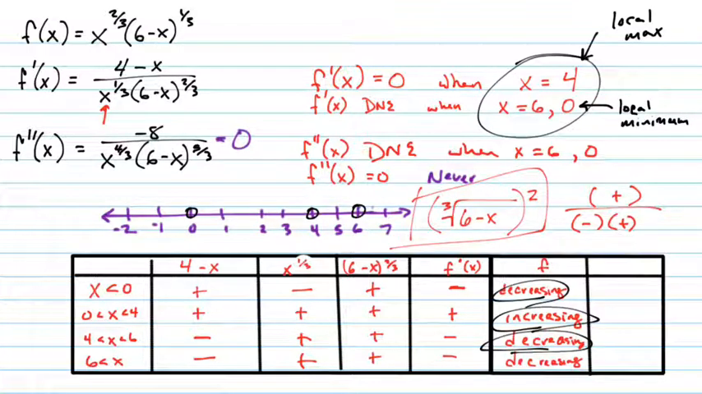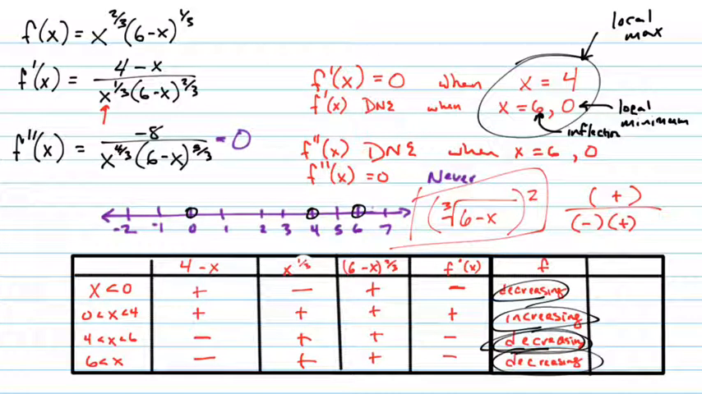And then at 6, it's decreasing and then decreasing again. So we don't actually have a minimum or maximum there. We have an inflection point. Okay, so 6 is an inflection point, not a local maximum or minimum. That's where the graph changes concavity, but doesn't actually turn around.